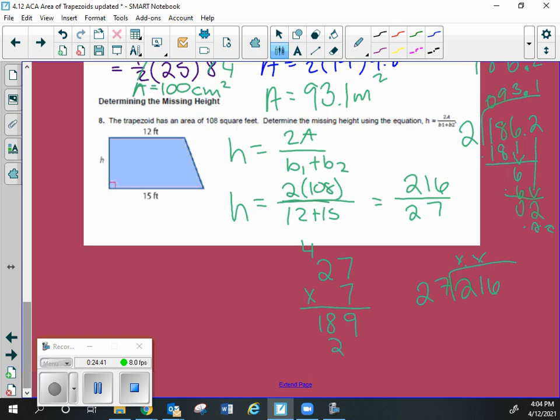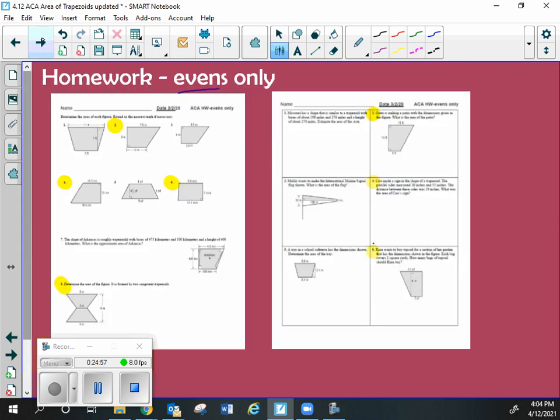Let's try it. 27. Wasn't that pretty close? Yeah. Okay. So the height would be 8. Your homework that I am checking is the even problems only.